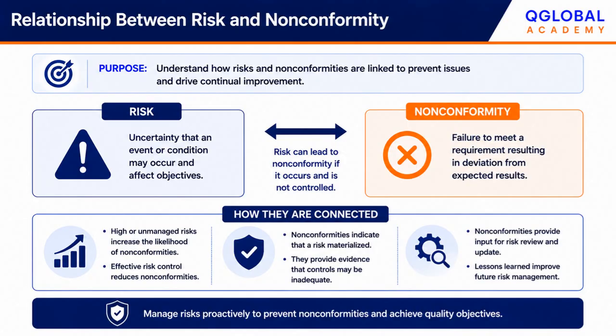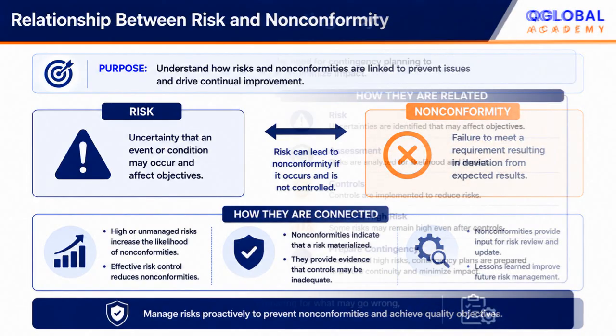On the other hand, effective preventive controls significantly reduce the chance of failures. Nonconformities also provide valuable information. They indicate that a risk has materialized or that existing controls may not be effective enough. Every nonconformity becomes an opportunity to review risks, improve controls, and strengthen the overall risk management system. Managing risks proactively helps prevent nonconformities and supports continual improvement.